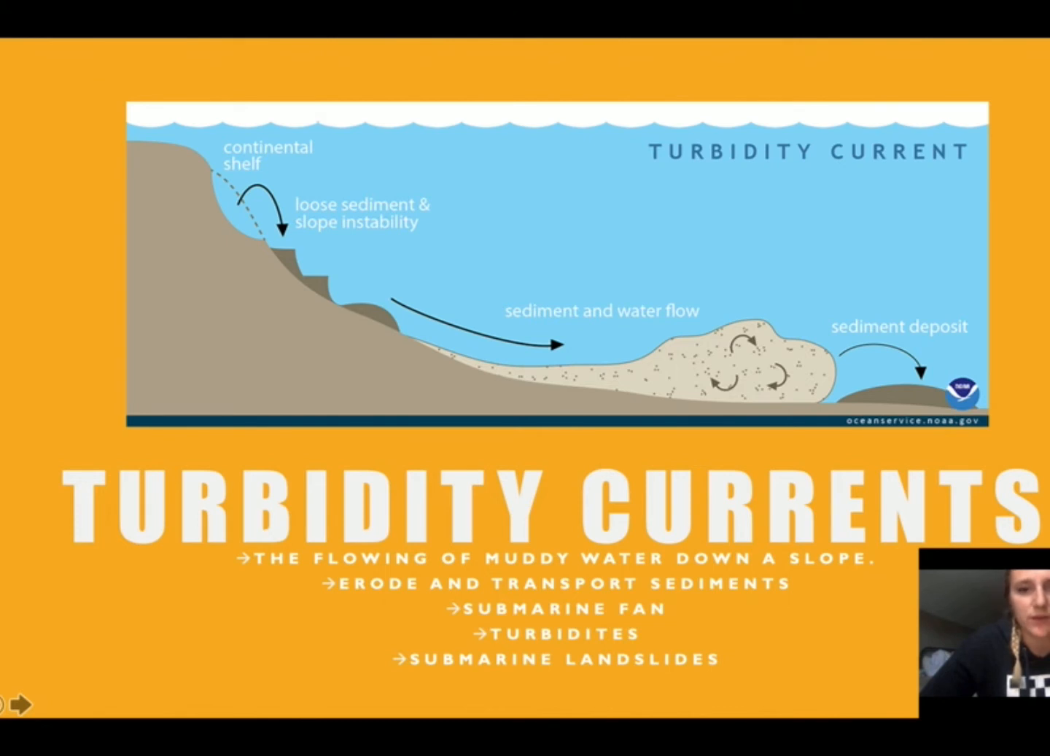Sometimes they can even be formed by methane hydrate, which is when the ice that is formed by methane and water melts due to the pressure of the sea level dropping. It can cause it to form a landslide.